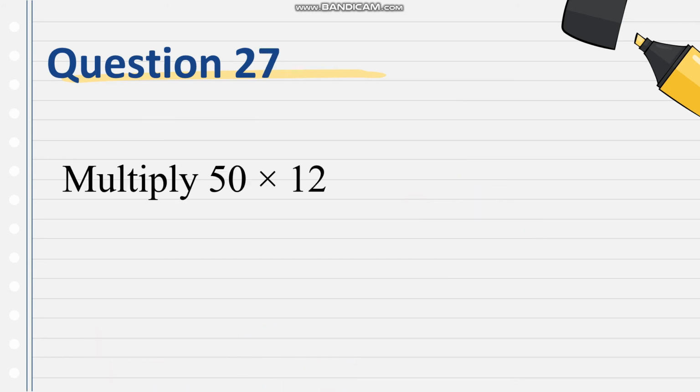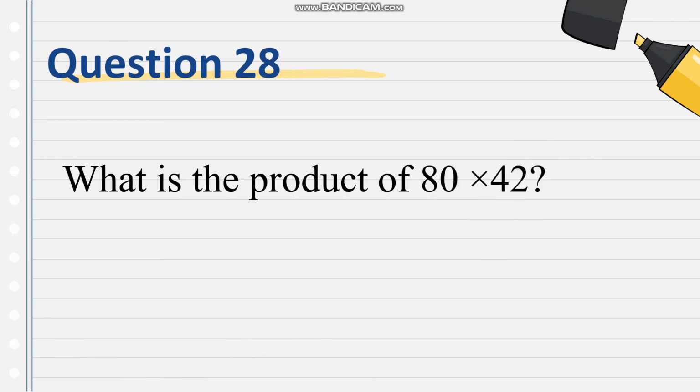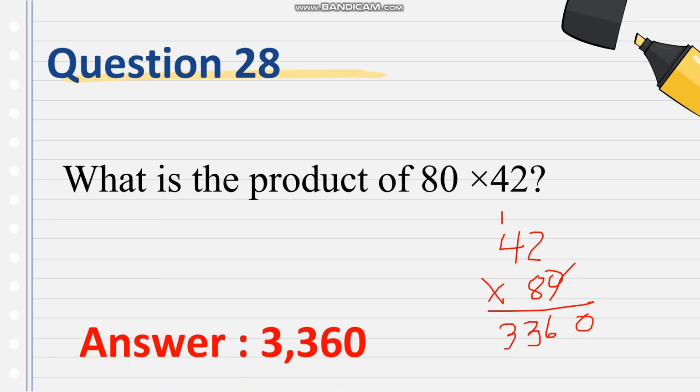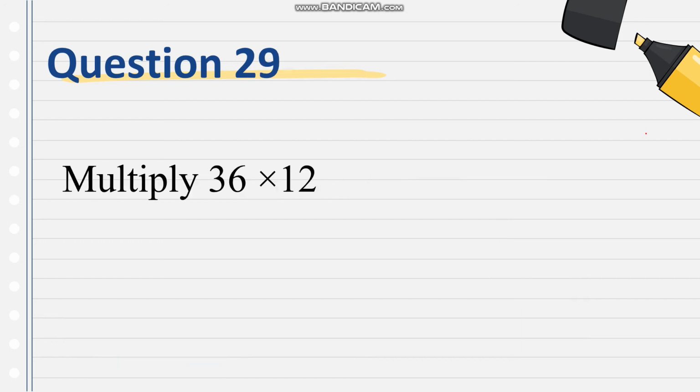Next, 50 multiplied by 12. Okay, so I'll just cancel the 0 and put it into the product. 12 multiplied by 5 is 60, so the answer is 600. What is the product of 80 multiplied by 42 or 42 multiplied by 80? I'll just cancel the 0, put it into the product. 8 times 2 is 16, regroup 1. 8 times 4 is 32 plus 1 is 33, so the answer is 3,360.